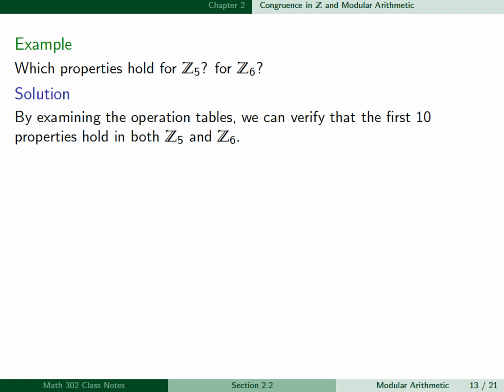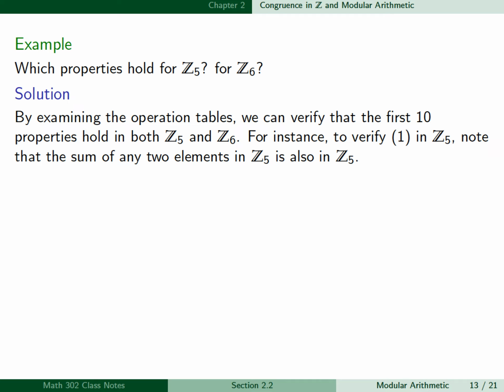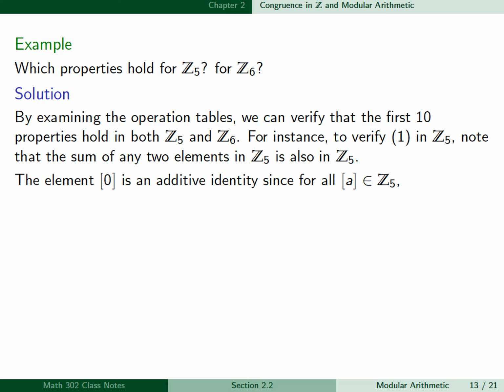So now by examining the operation tables, we can verify that the first 10 properties hold in both Z5 and Z6. For instance, to verify 1 in Z5, note that the sum of any two elements in Z5 is also in Z5. So for any two elements in Z5, their sum in the addition table belongs to Z5. Now the element, the class of 0, is an additive identity, since for all classes a in Z5, a plus 0 will be equal to a, and 0 plus a will be equal to a.